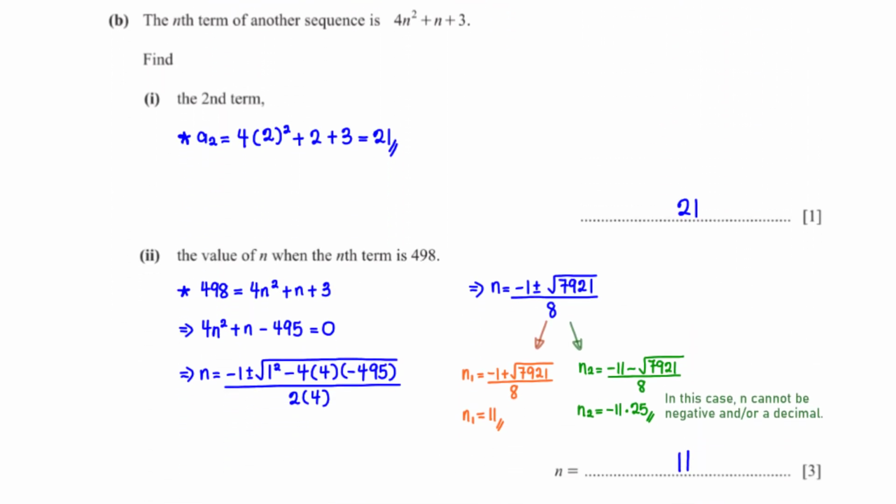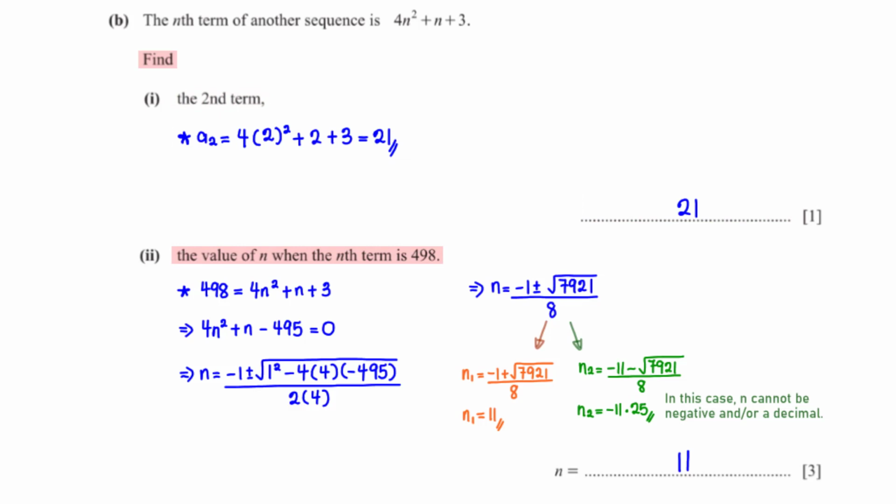The nth term of another sequence is 4n squared plus n plus 3. Find the second term. To get the second term, we plug in n equals 2 into the formula, so we have 4 times 2 squared plus 2 plus 3, which is equal to 21.